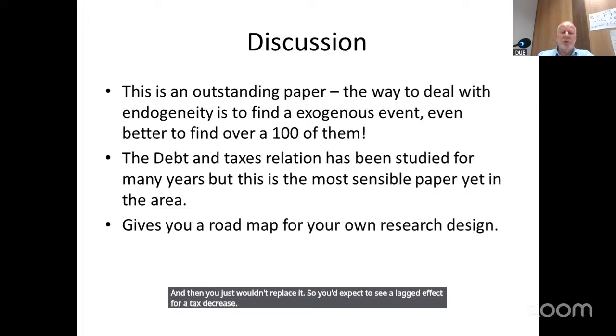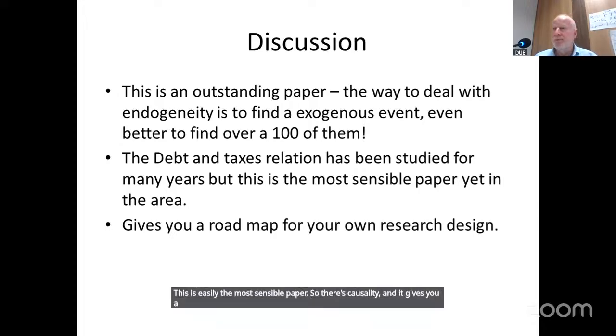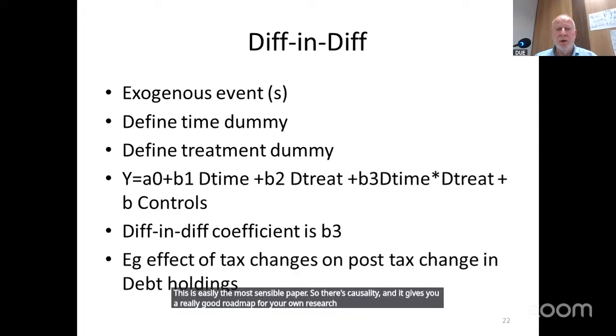So it's an outstanding paper, yeah? The idea is to find an exogenous event, and they found over 100. And even though there's like 1,000 plus studies on debt and taxes, this is easily the most sensible paper, shows causality, and it gives you a really good roadmap for your own research.